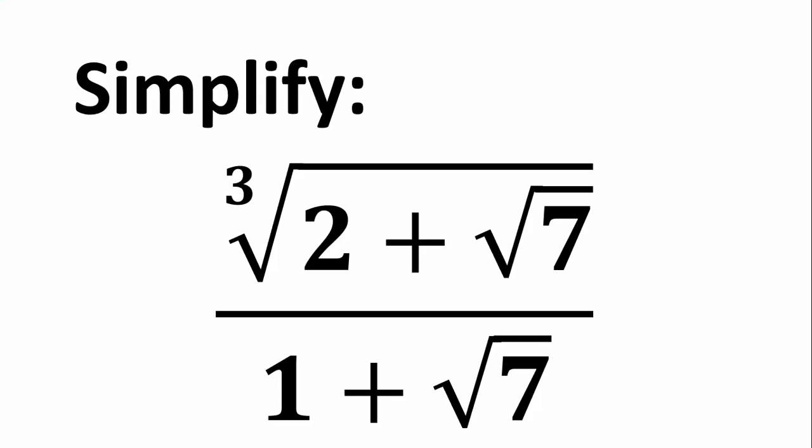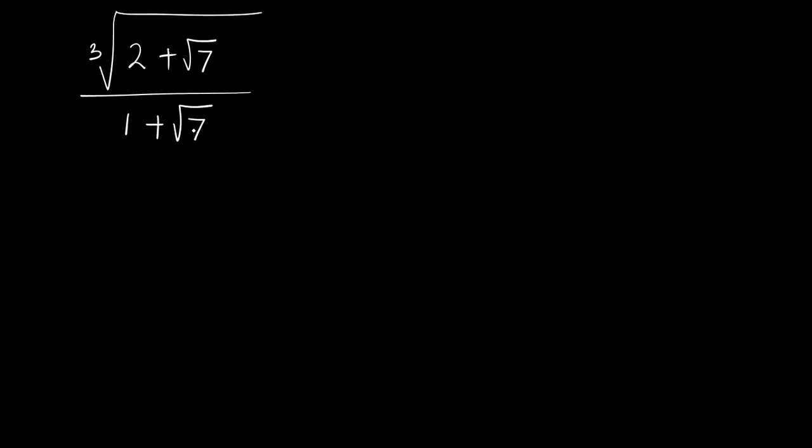This video is all about simplifying this solved expression into a simple form. Now, let's begin. I want to change this to white. Now, the question is, you have the cube root of 2 plus root 7 divided by 1 plus root 7.